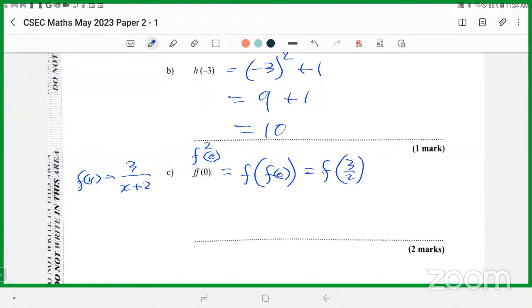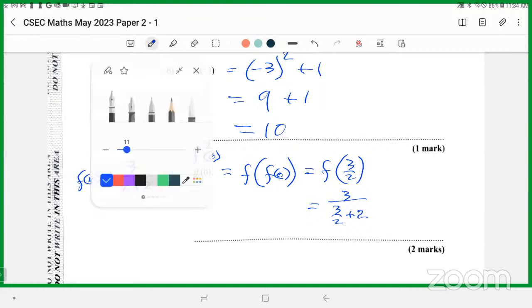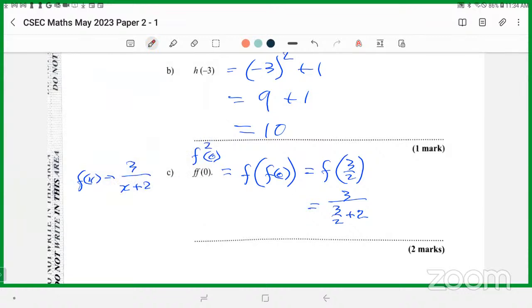And then the f of 3 over 2 now means that we'll put in 3 over 2 right here for the x. And so then it becomes 3 over 2 plus 2. That's the answer. Now, we'll simplify this quickly. Again, to get rid of this fraction, we can multiply the denominator by 2. But if we multiply the denominator by 2, we also have to multiply the numerator by 2.